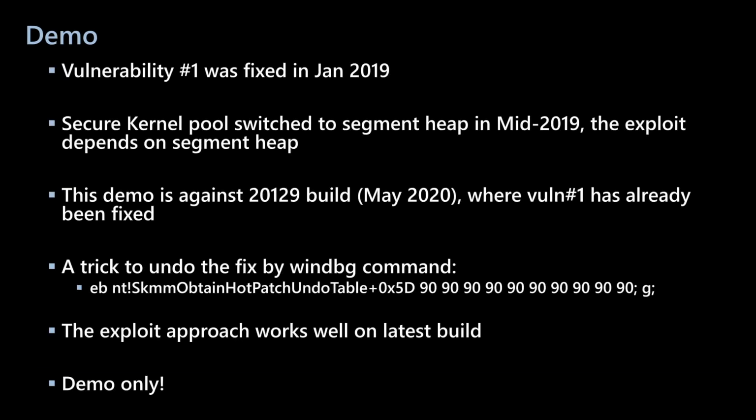The first vulnerability was fixed in January 2019. The SecureKernel pool then switched to segment heap in the middle of 2019, and the exploit pool shaping depends on the segment heap. This demo is against a build from May 2020, where the first vulnerability has already been fixed. A trick to undo the fix is a WinDbg command. This command will erase the fix code with nops. So this exploit approach works well on the latest build, but the vulnerability is already gone. No customer will be at risk with this demo, since no build is both vulnerable and exploitable.